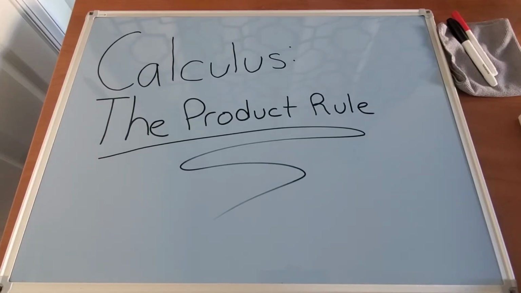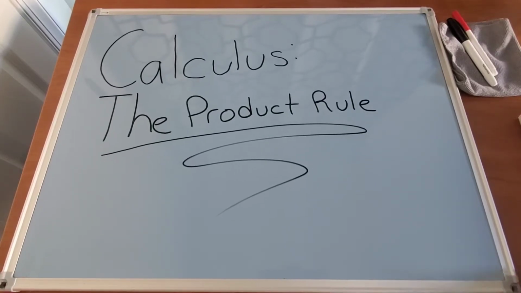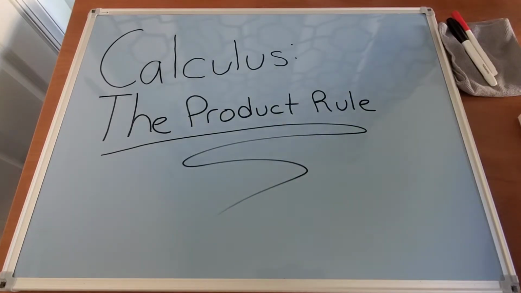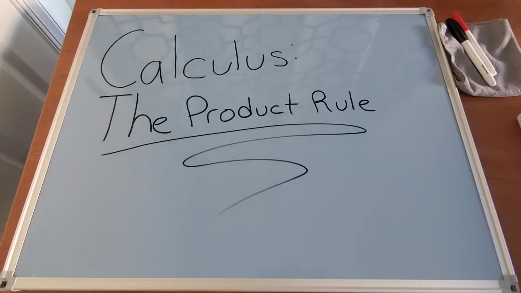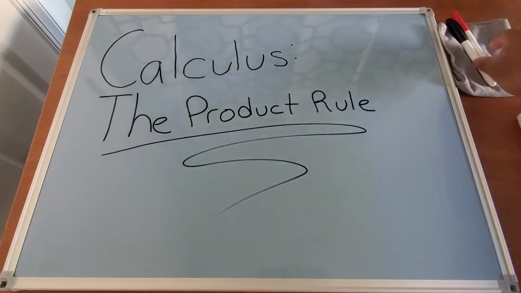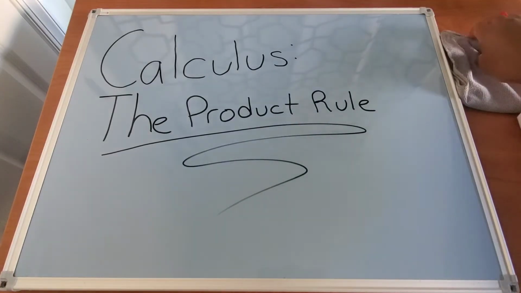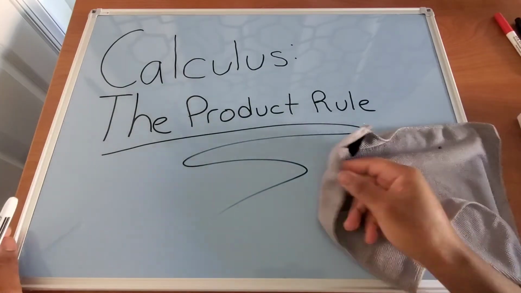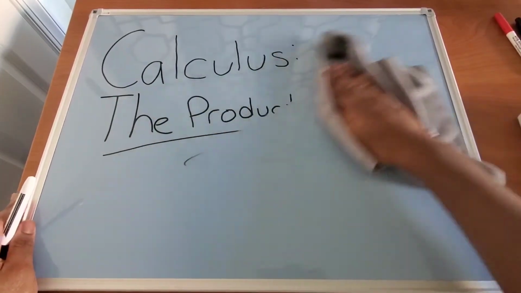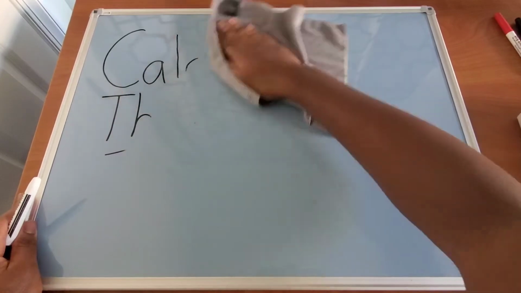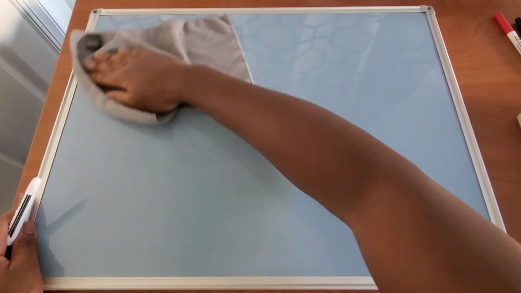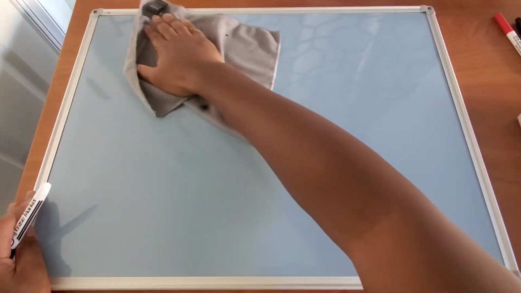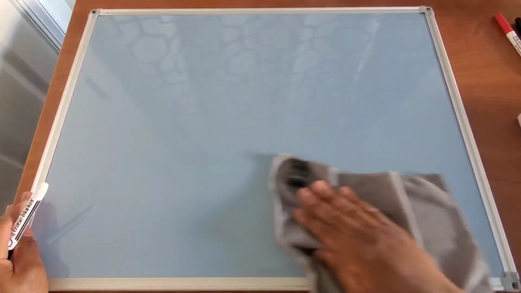Hello guys, today we're going to be talking about the product rule. So the product rule is one of the three big ways in calculus that you can find the derivative of a function. The three, to my knowledge, are the product rule, the quotient rule, and the chain rule. You can also call it the power reduction rule, but that's more of just a shortcut from the definition of derivatives.